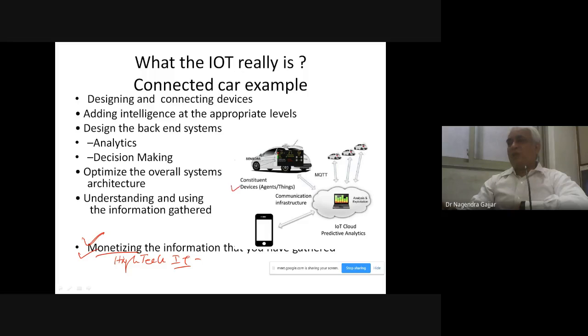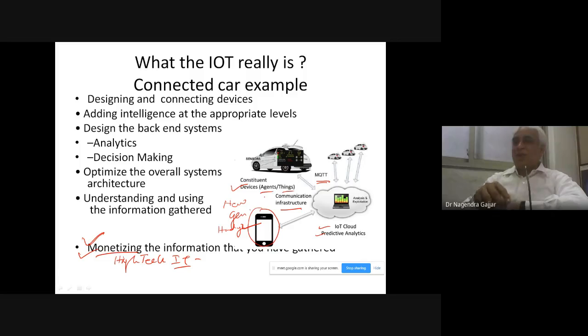So you have constituent devices, we call them agents or things. You have a communication infrastructure. You have the protocols for the communication. You have an IoT cloud, predictive analytics, and you have a mobile device. This is a new generation handy device, which is everything nowadays, right?